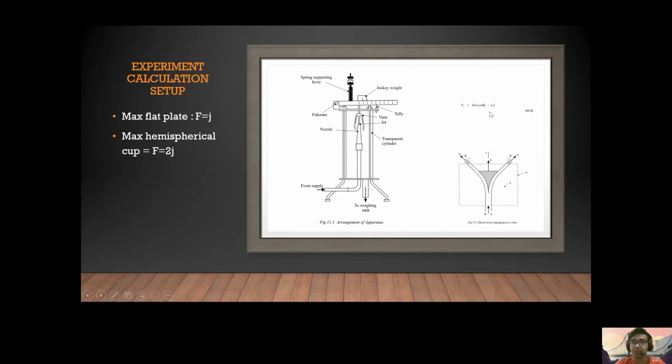And this is our general equation. It can be simplified if we have beta equals 0, 90 degrees, or 180 degrees for a flat plate. And this is our imaginary boundary, as said before. For the flat plate, what we expect is force equal to the momentum, which we denote here as J. And for the hemispherical cup, we expect F equal to 2J.